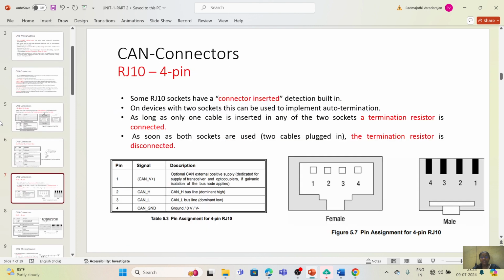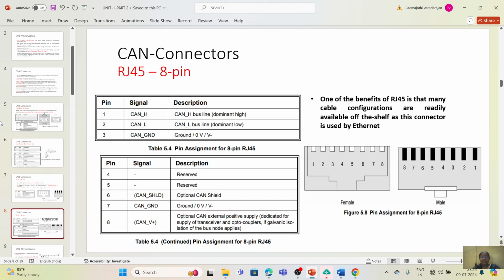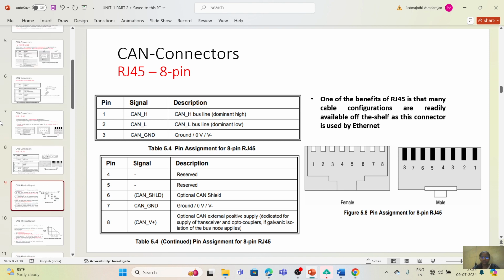Next is the RJ10 4-pin connector. With the 4 pins, the first pin is CAN B plus, the second one is CAN high, the third one is CAN low, and the fourth one is CAN ground. Next is the RJ45 8-pin connector: CAN high, CAN low, CAN ground. Pins 4 and 5 are reserved. Pins 6 and 7 are CAN shield, CAN ground, and an optional external positive supply.